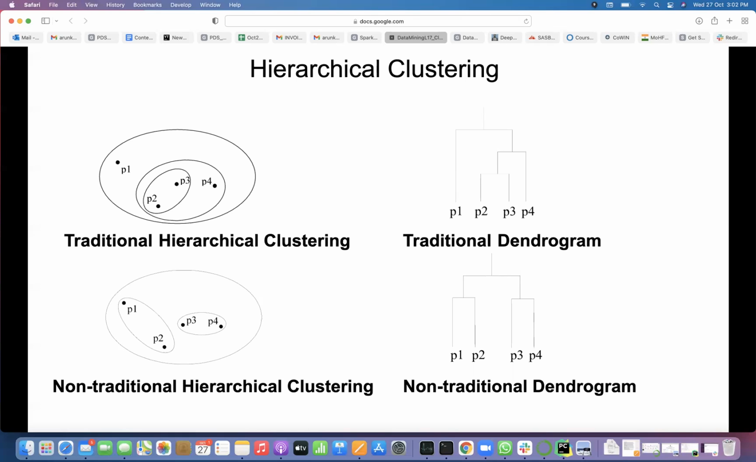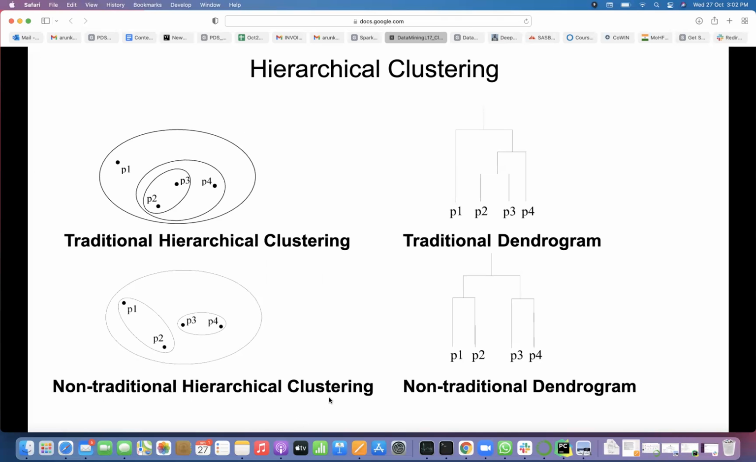Is P3 a supercluster for P2 here? If we assume P2 and P3 are also clusters, of course here they are not shown as clusters; they belong to one cluster. So hierarchical clustering always has a supercluster concept. Each one is part of a supercluster. So traditional hierarchical clustering is shown here. In set theory, it is easy for us to understand as subsets.